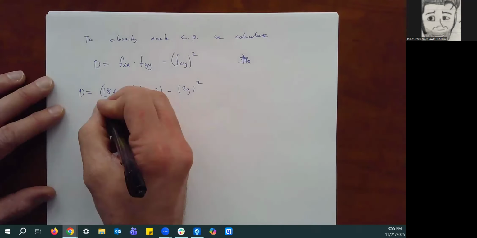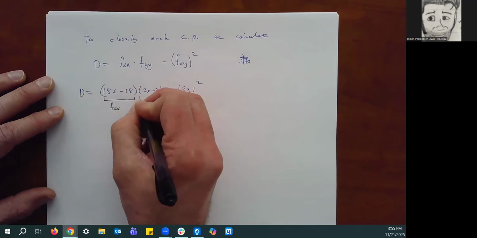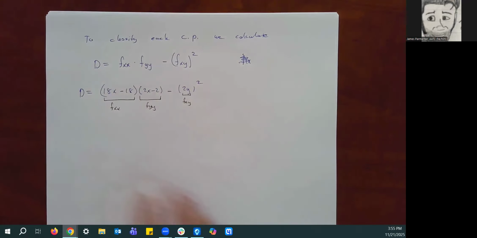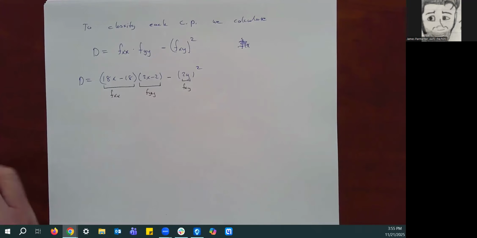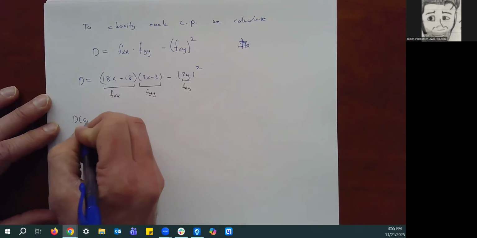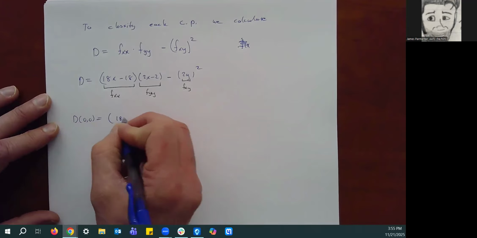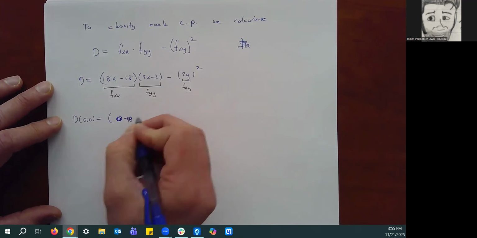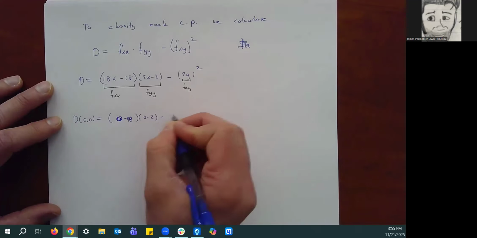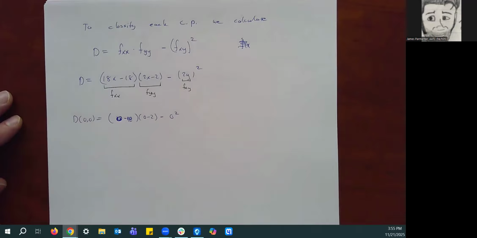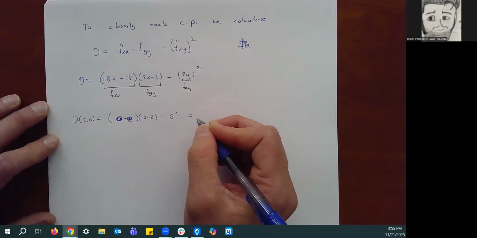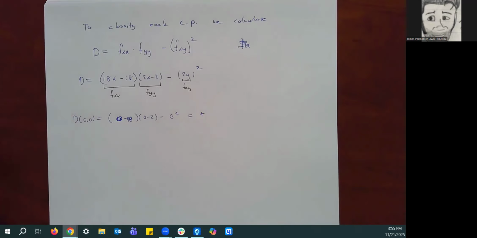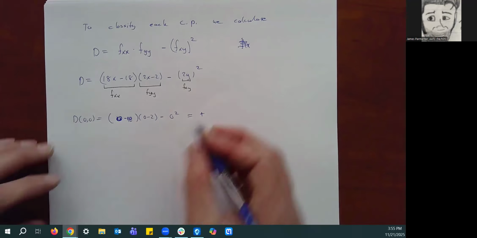So don't multiply or really simplify at all your fxx and your fyy. Now we're going to plug in each critical point. Plugging in (0, 0) first, we're going to get (0 minus 18) times (0 minus 2) minus 0 squared. And this is equal to a positive number. I don't really care what number, I just care that it's positive or negative. Specifically here, it is equal to positive 36.